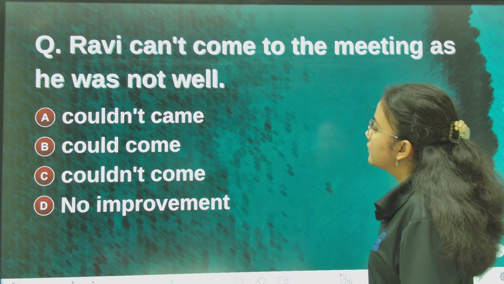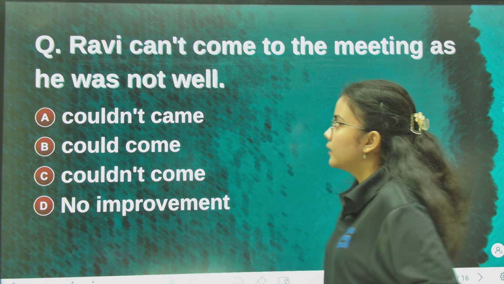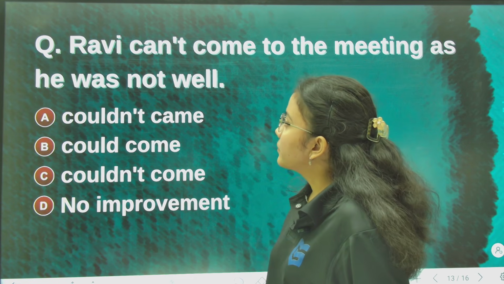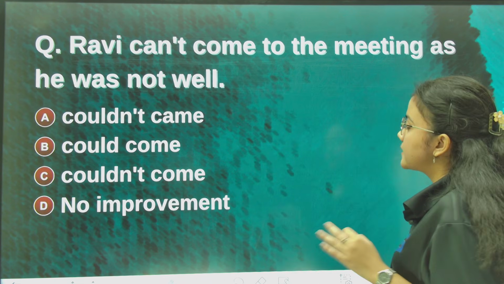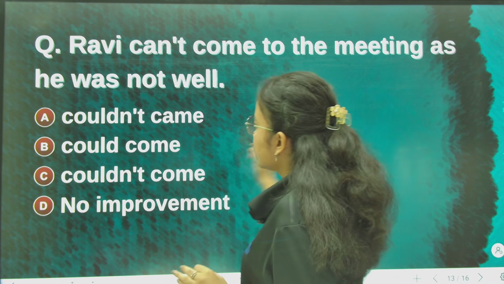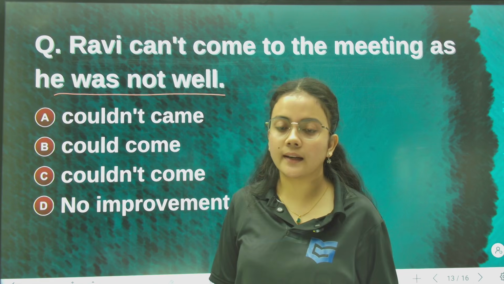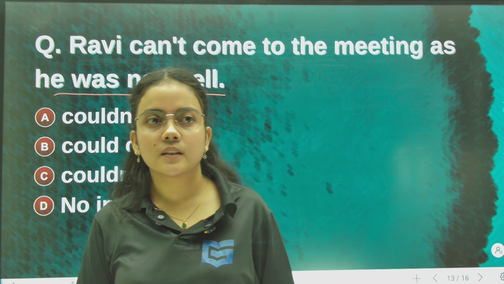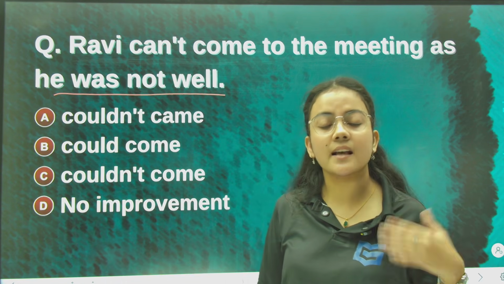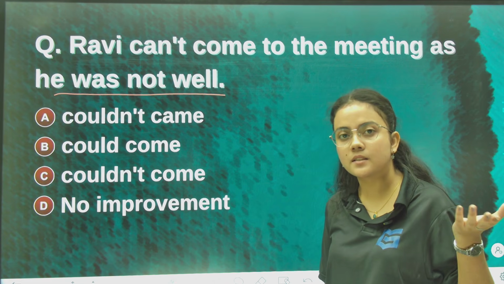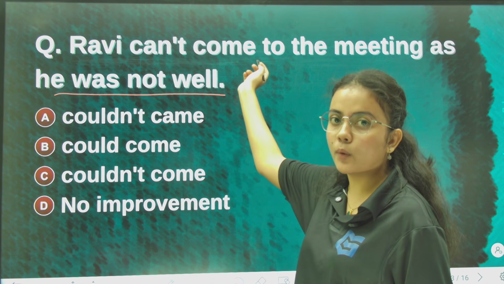Next, Ravi can't come to the meeting as he was not well. Okay, see, what does this say? Ravi can't come to the meeting as he was not well. See, the second sentence is past. Ravi could not come to the meeting because he was unwell. See the context, past tense, simple past tense. He was unwell, so he could not come.